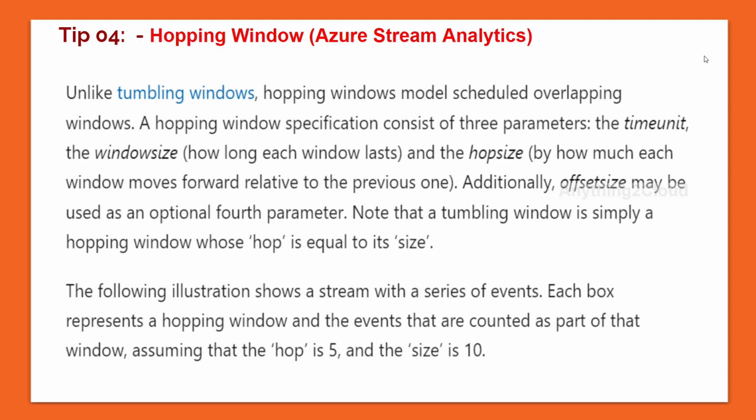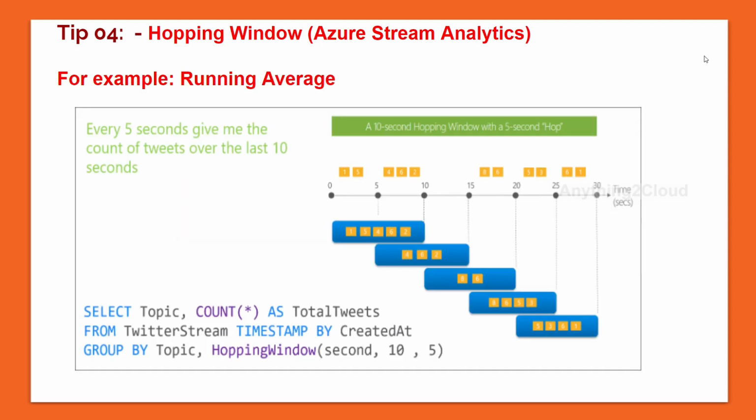The following illustration shows a stream with a series of events. Each box represents a hopping window and the events that are counted as part of the window, assuming the hop is 5 and size is 10. So if you see the diagram here, this is a hopping window example. If you see here, the events are overlapped. That's the reason we call it a hopping window.